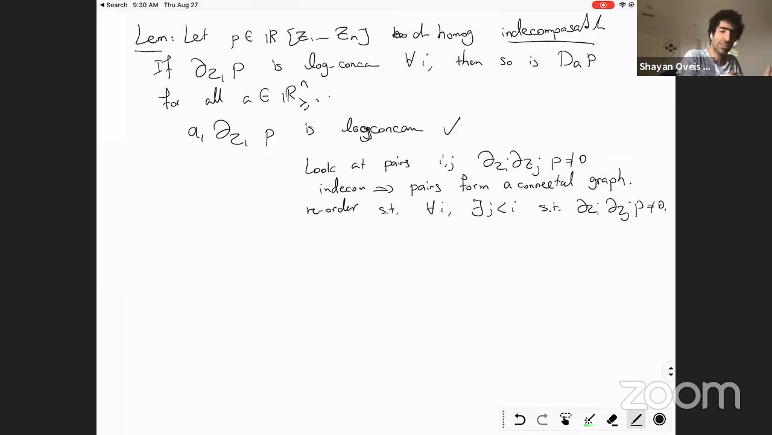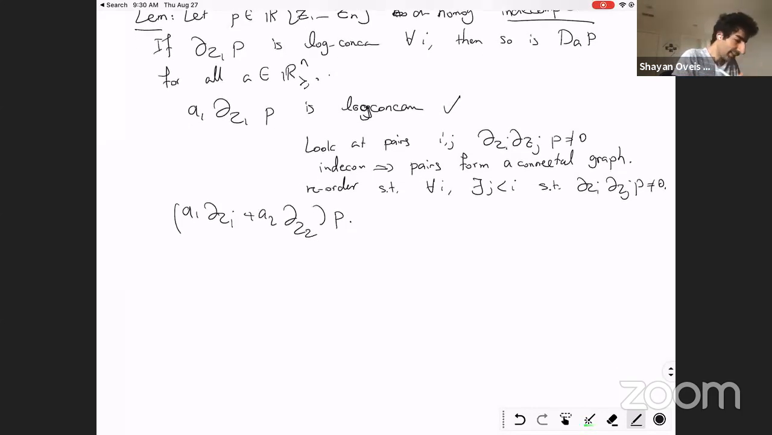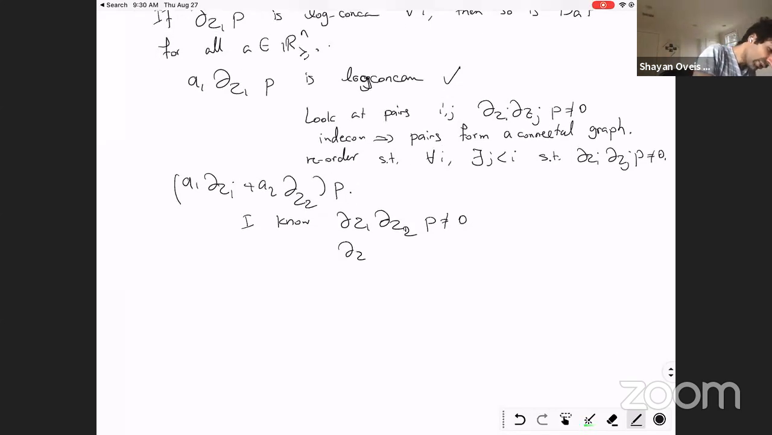So I know that A1 partial Z1 of P is log concave. Now I want to do A1 partial Z1 plus A2 partial Z2 of P. How do I do that? By indecomposability, I know partial Z1 partial Z2 of P is non-zero. Now I also know partial Z2 of P is non-zero.